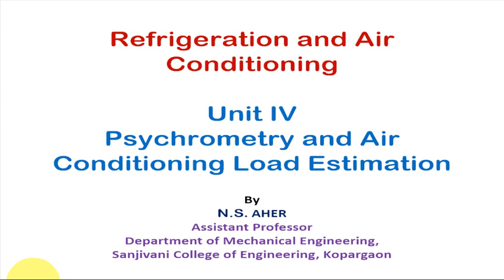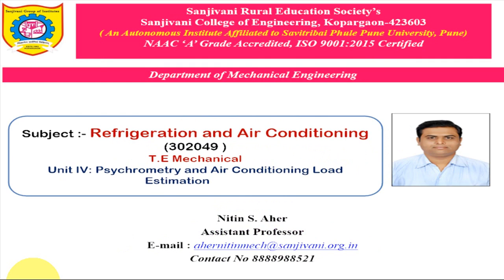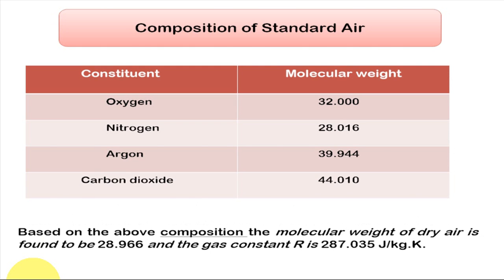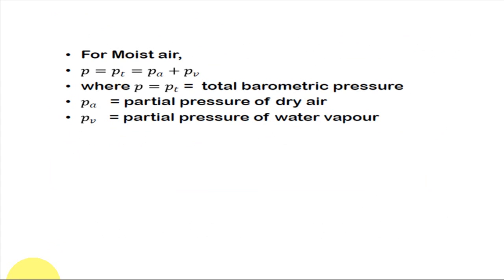Now we are going to study unit number 4, that is psychrometry and air conditioning load estimation. In the previous lecture we learned what psychrometry means. Psychrometry is nothing but the study of properties of moist air. Moist air is nothing but the combination of dry air plus water vapor. In the last lecture we saw that the total pressure of moist air is equal to the partial pressure of dry air plus the partial pressure of water vapor. So PT, total pressure, equals PA plus PV.